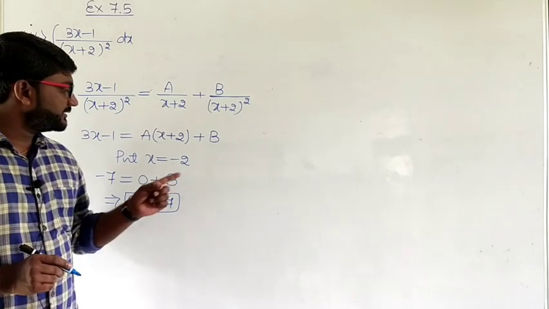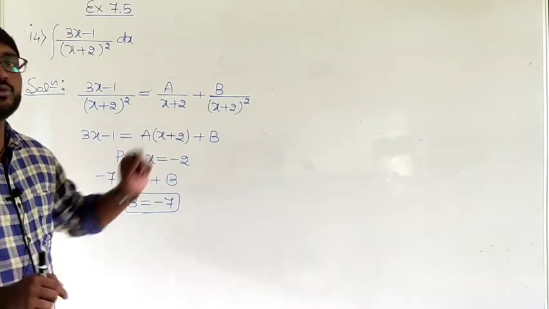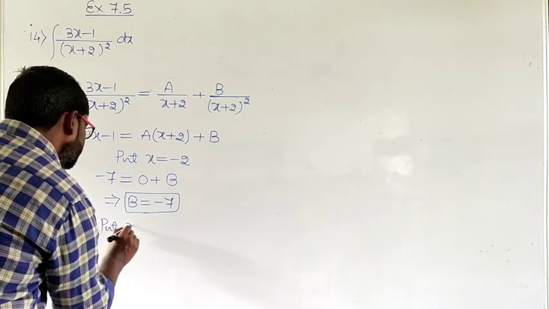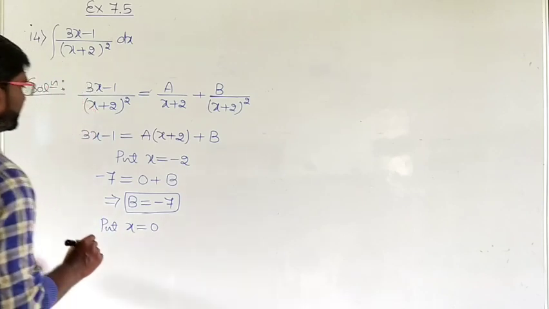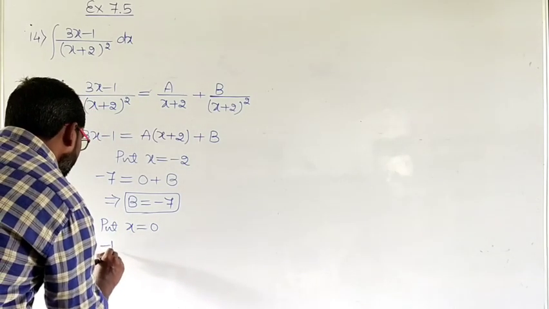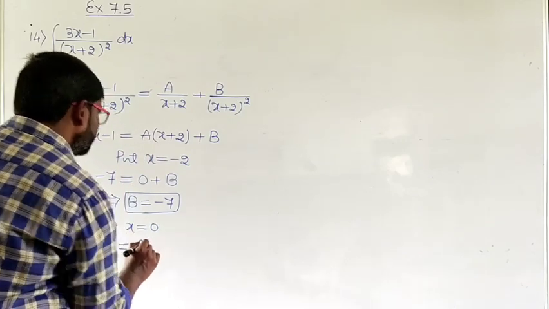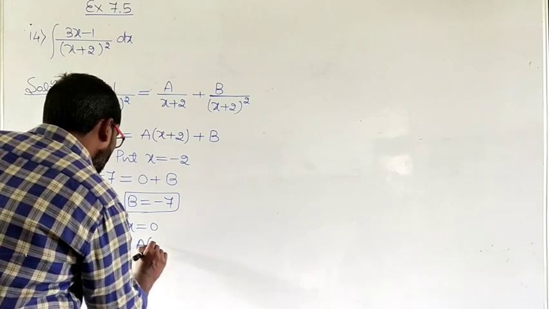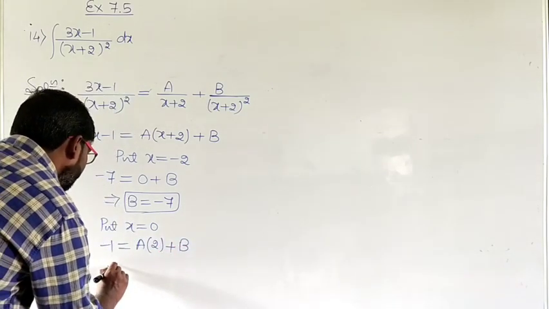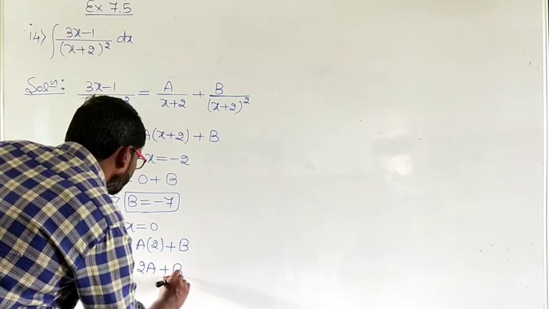Next we have to get the value of a. For that put x equal to 0. Zero means this term will be eliminated, we get only minus 1. Minus 1 is equal to a into (0 plus 2), it is 2, plus b. So minus 1 is equal to 2a plus b.